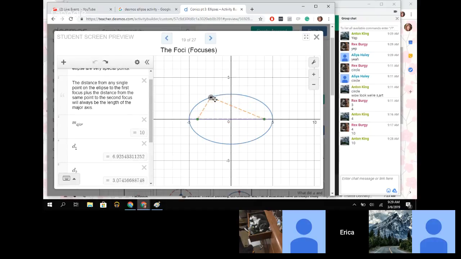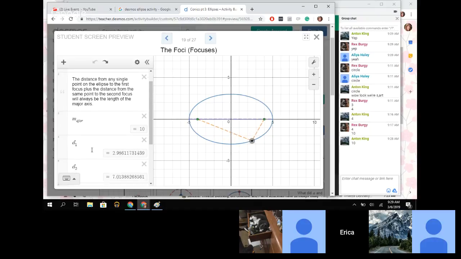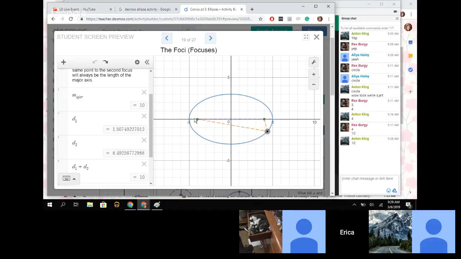Anywhere, if you could get this guy to stop, which I can't. But basically, if you measure the distance from this green point to the black dot and then the black dot to the green point, and you add those two distances together, so that's what this is measuring. Distance 1 is from this green point to the black point, and distance 2 is from, well, they might be flip-flopped. They're basically the two distances here. If you add those two together at any time, they're going to equal 10, which is the length of your major axis.